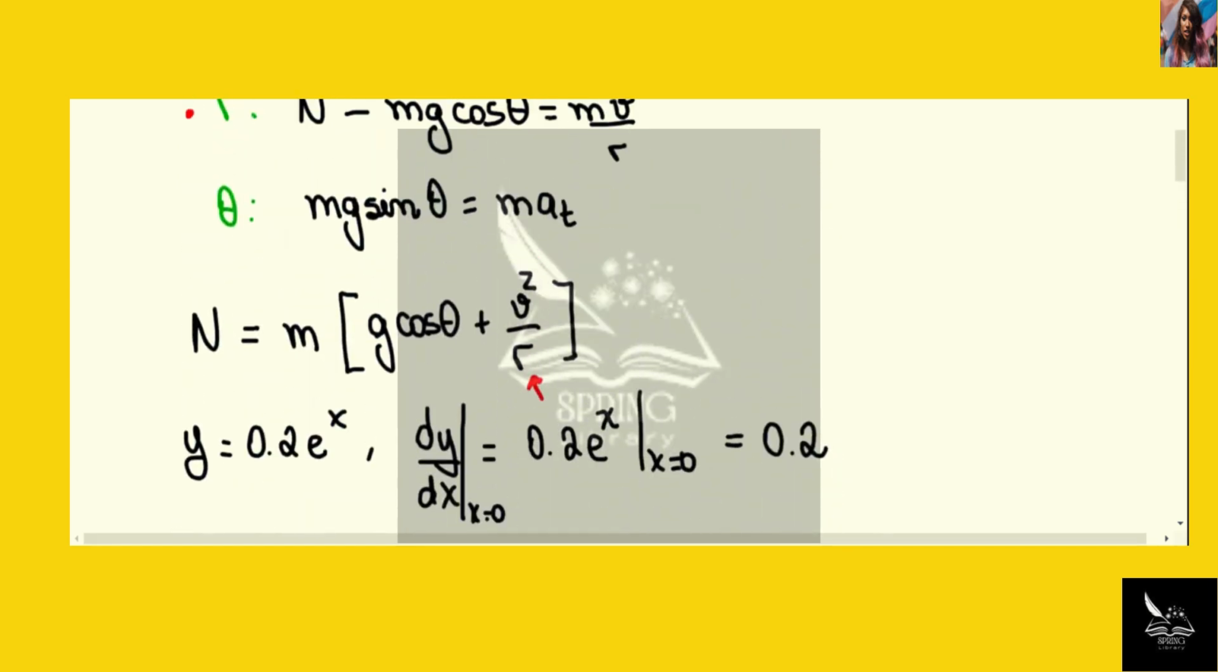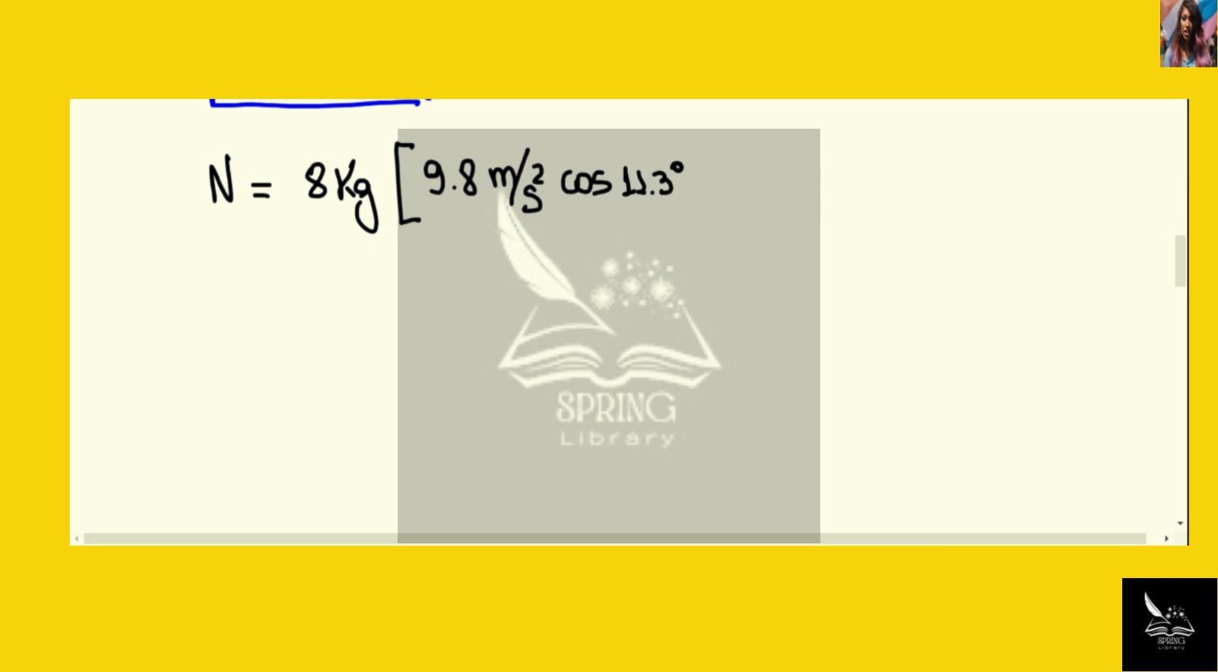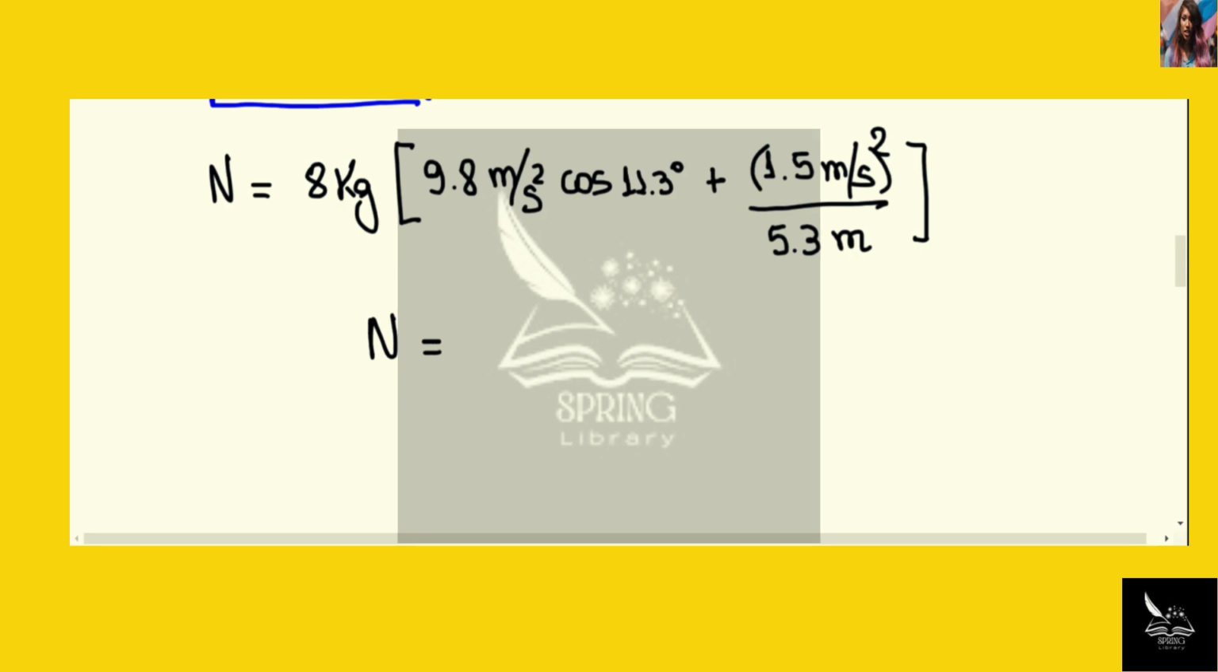Now we have everything that we need in order to find the normal force. So the normal force is equal to m, that's 8 kilograms, times g, which is 9.8 meters per second squared, times the cosine of 11.3 degrees, plus m v squared, where v is 1.5 meters per second, divided by the radius, which is 5.3 meters. So the normal force is equal to 80.3 newtons. Okay, this is the normal force.